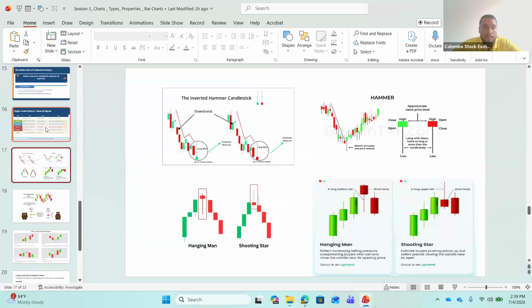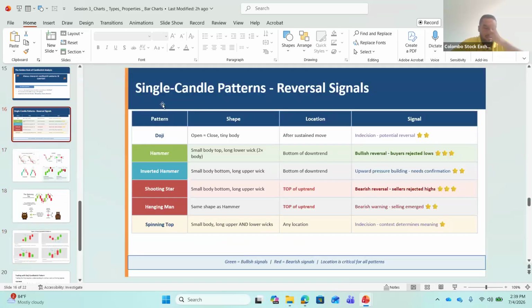So we are discussing single candlestick patterns now. The main ones are these six: doji, hammer, inverted hammer, shooting star, hanging man, and spinning top. We discussed all of these, right? And we didn't discuss the doji.